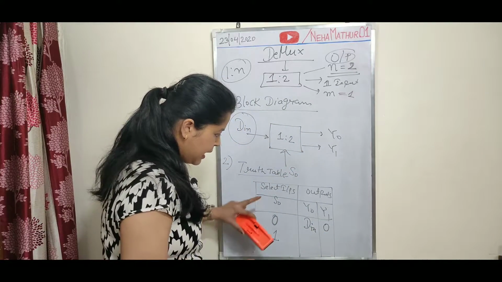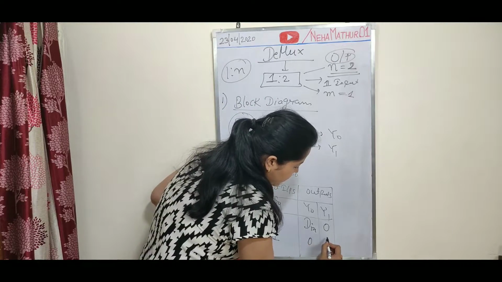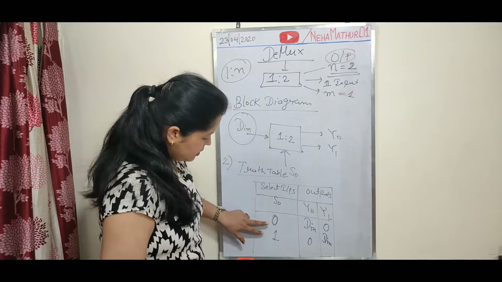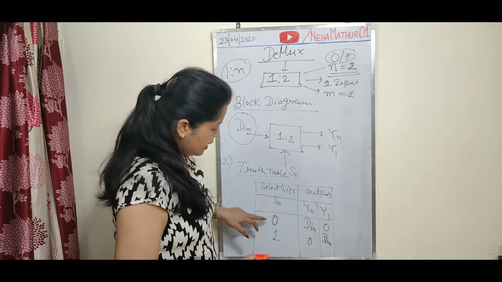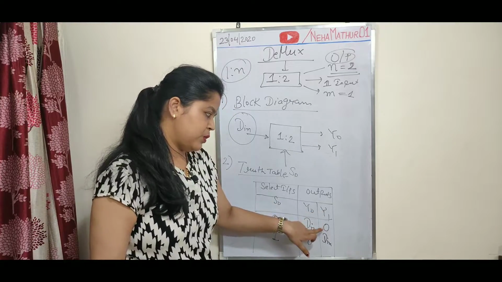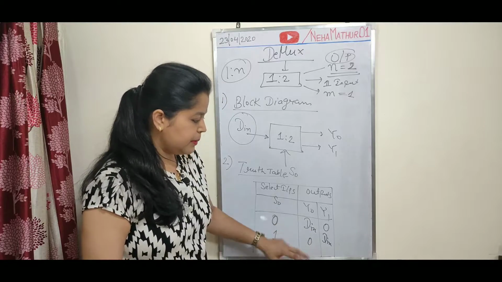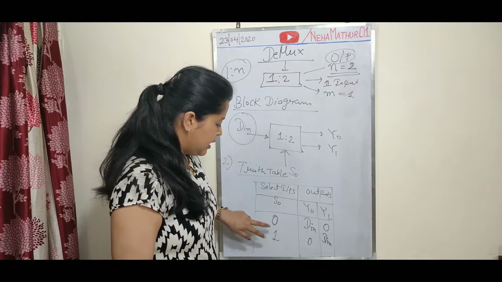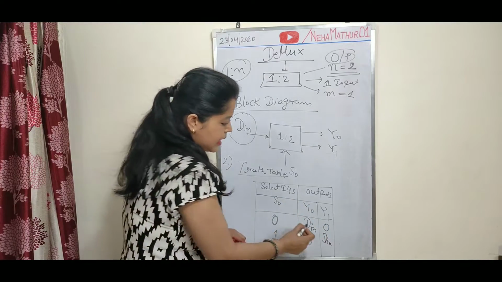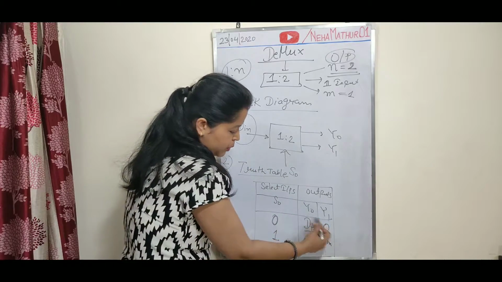over here and Y1 will be 0. Similarly, if S0 is equal to 1, then Y0 will be 0 and Y1 will be Din. You may reverse it. If S0 is equal to 0, then Y0 is equal to 0 and Y1 is equal to Din, and if S0 is equal to 1, then I just want to tell you that this is just the concept of demultiplexer, that the single input is distributed over both the outputs.